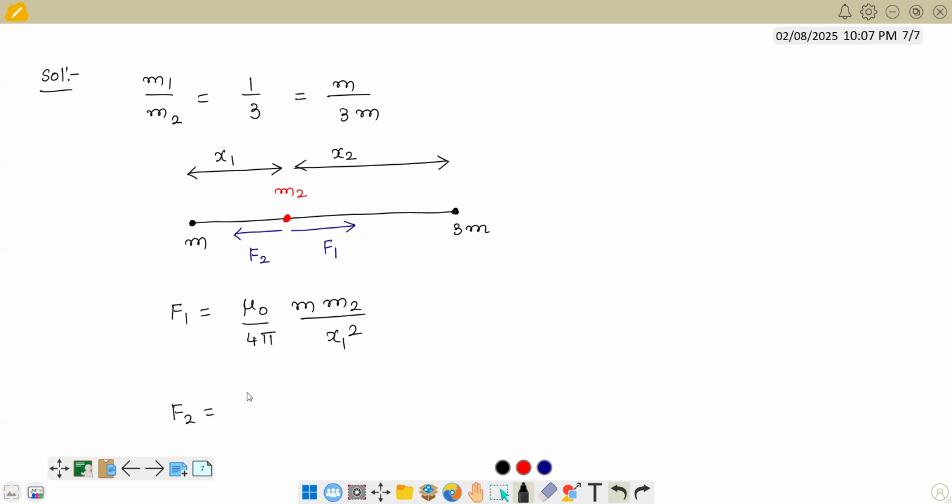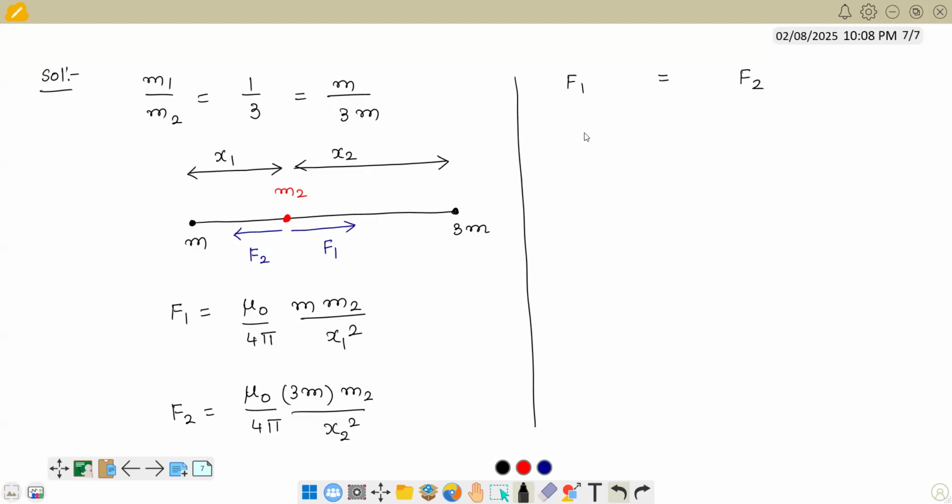Similarly, F2 would be mu naught by 4 pi m, this is 3m into m2 divided by x2 square. If the net force is zero, the right side force must balance the left side force. That means F1 must be equal to F2. If F1 equals F2, mu naught by 4 pi m1 m2 divided by x1 square equals mu naught by 4 pi 3m into m2 divided by x2 square.